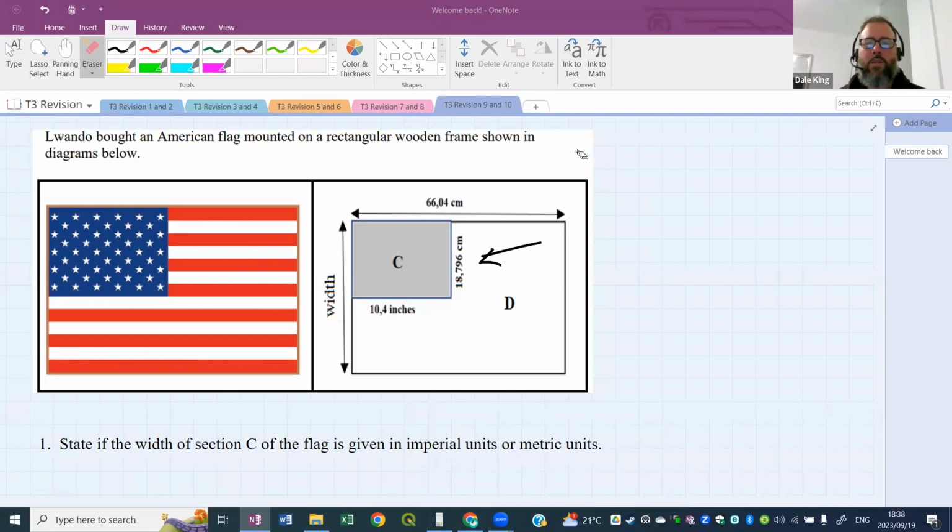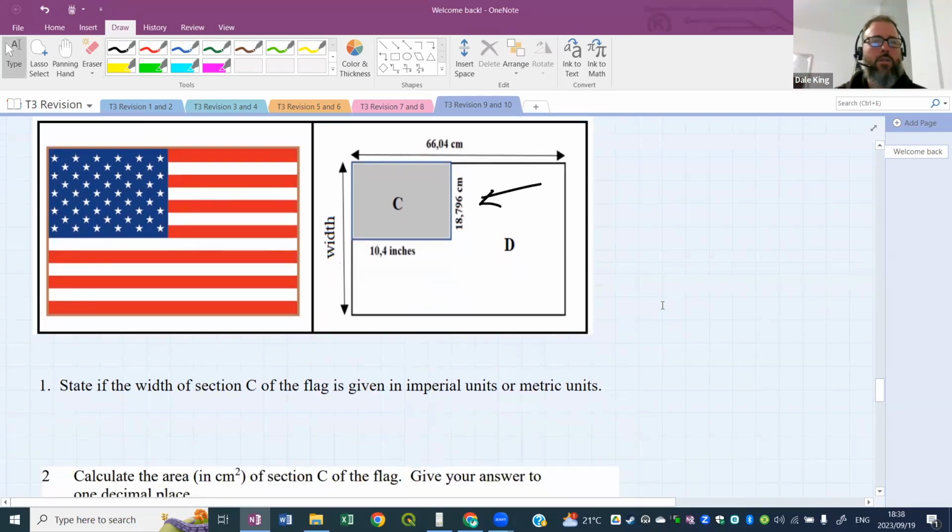So this one here in centimeters is a metric unit. The one at the bottom here for the length of section C is imperial, the American one. Okay. All right, so centimeters is metric, that's for us. And inches is imperial, that's for them. All right, let's see what question 2 says. So this is metric.